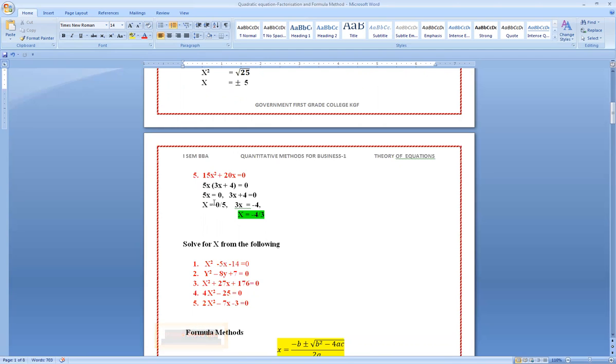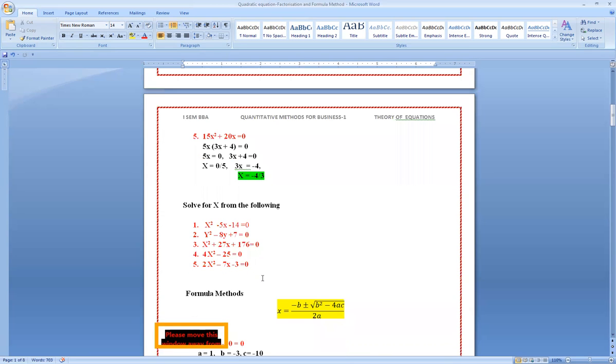Therefore 5x equals 0, that is the common factor. The other one in the bracket, 3x plus 4, is also equal to 0. Therefore the value of one x will become 0. For the other one, 3x equals minus 4, so x equals minus 4 by 3. So this is how to calculate with the help of the factorization method.